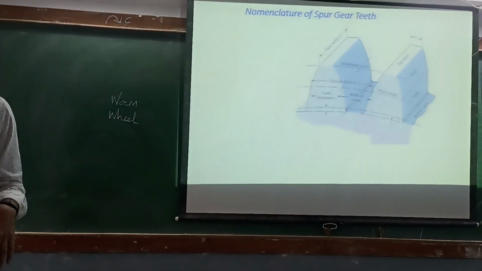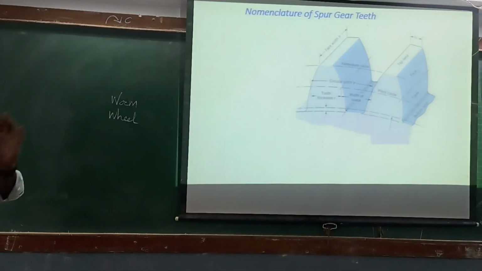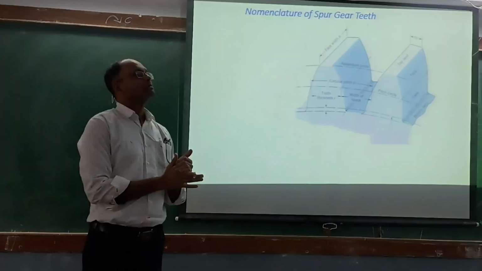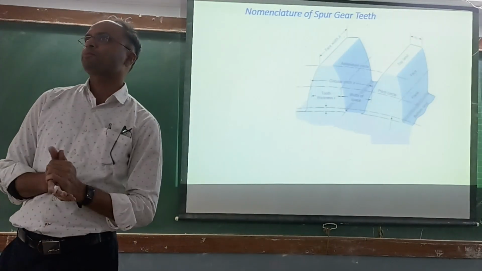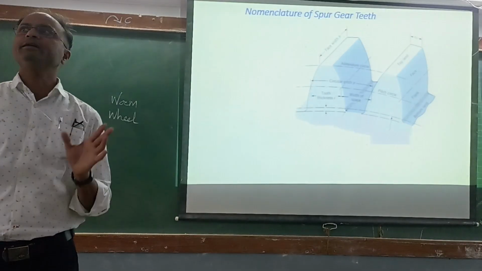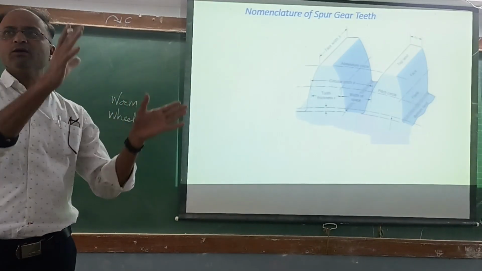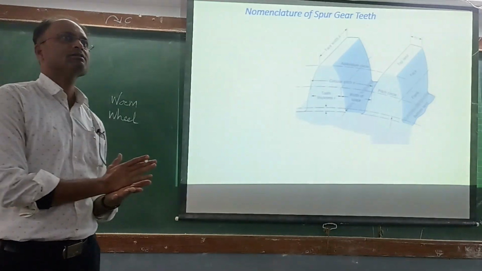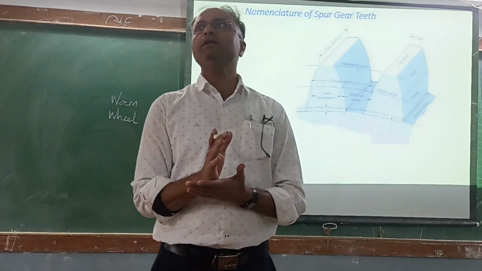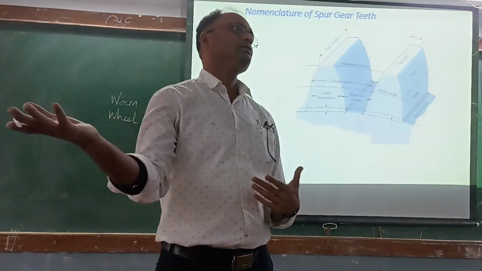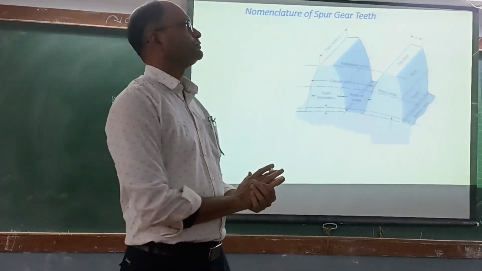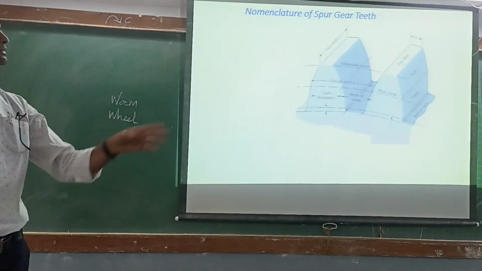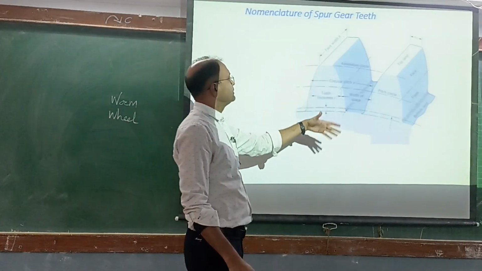Now we start with our nomenclature of spur gears. From this point onwards, I want everyone to be attentive. Please understand all the basic terminology of gears. We start with spur gears. If you understand spur gears well, it would be easy to understand other types of gears. In nomenclature, we will write a few important terms. There are many here in the diagram. You can see.